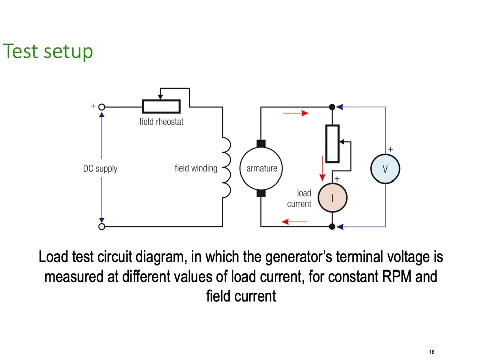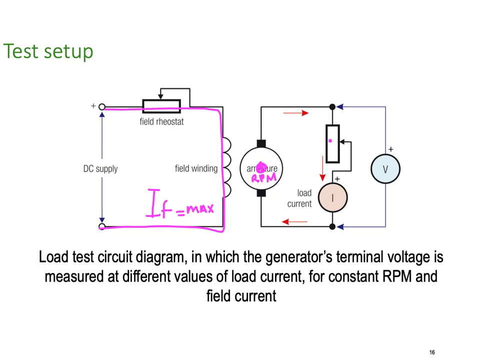So here we have a variable load. Let's have a look first at the setup. All this part over here remains constant. The field current is simply set at its normal maximum. We rotate the armature here at its normal RPM.